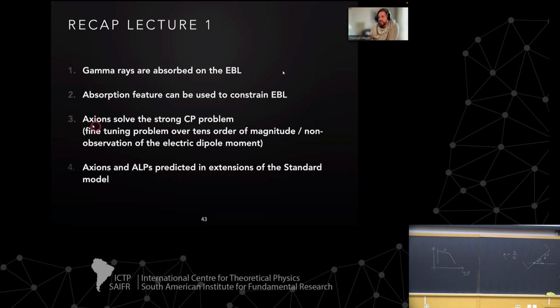And then we switched gears a little bit and went on to axions and how they solve the so-called strong CP problem, which is essentially a tuning problem over 10 orders of magnitude and stems from the non-observation of the electric dipole moment of the neutron, I should add here, which is, however, predicted in QCD but not observed. And then we briefly touched upon the fact that axions and axionic particles are predicted in the standard model of particle physics, or in extensions, of course, of the standard model of particle physics.